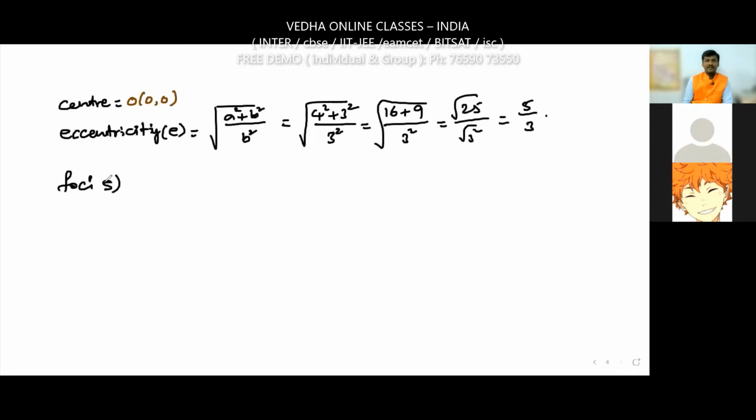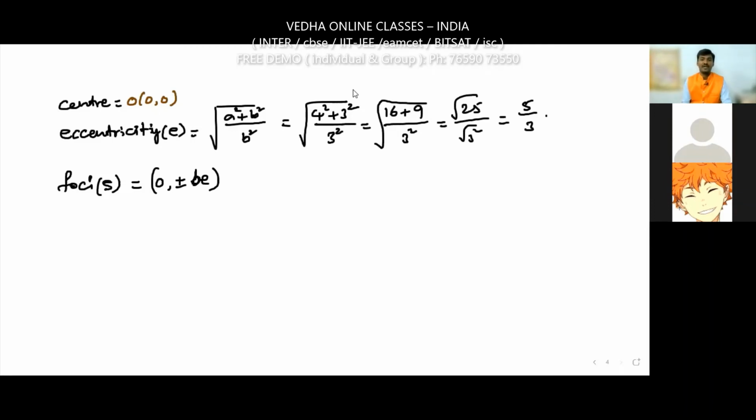What is the formula for this? 0, plus or minus be. It lies on the y-axis. That's why we take be. In the previous one, we took a plus or minus ae, 0, because the foci lie on the x-axis. Here the foci lie on the y-axis, that's why we take y values, plus or minus be.